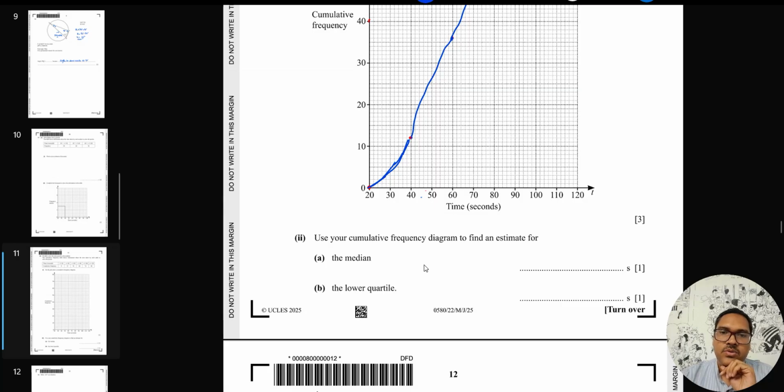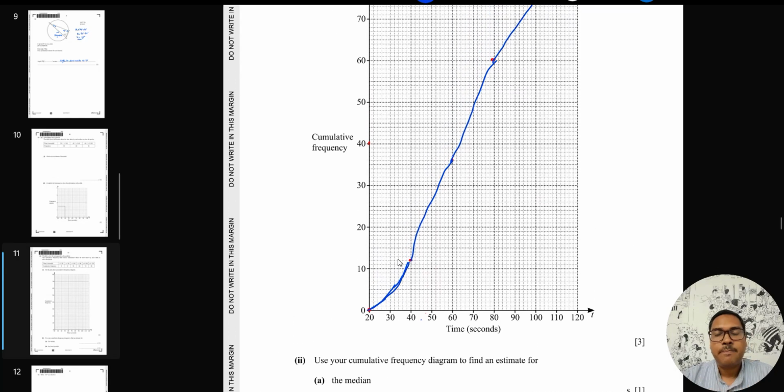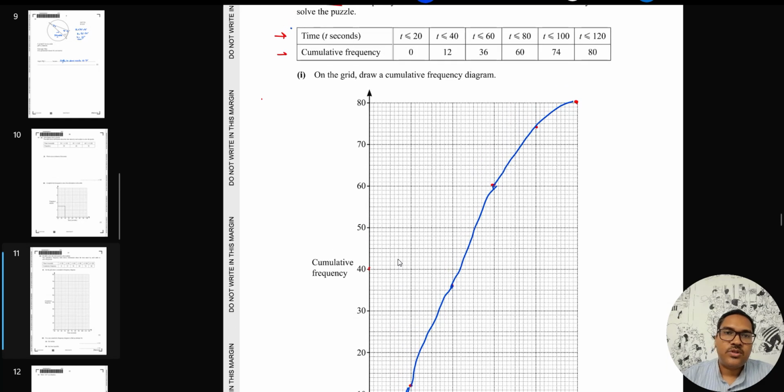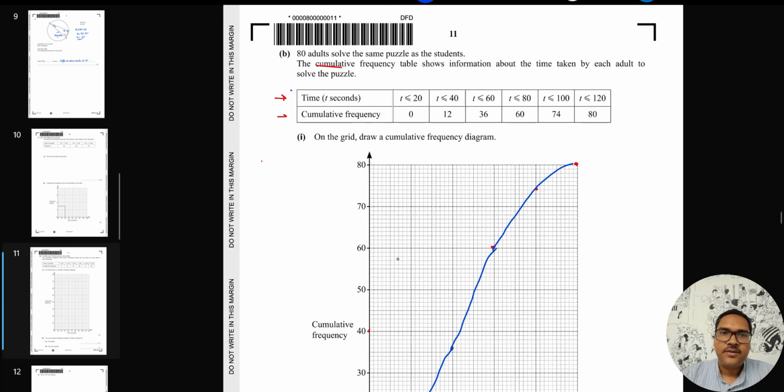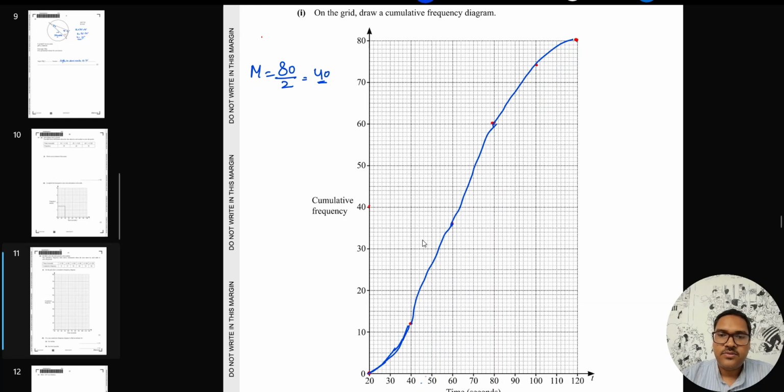Now the second part is use your cumulative frequency diagram to estimate the median. Now what is median? Median is the data at the middle of the number, correct? So this is the data of 80 adults. So what is the median? Median will be equal to 80 by 2, that is equal to 40, correct? So at 40, what is the data? You can see at cumulative frequency 40.